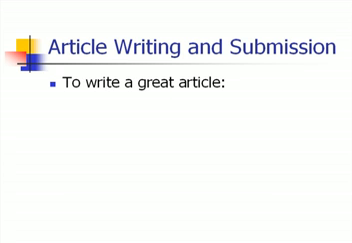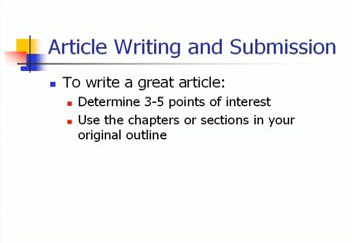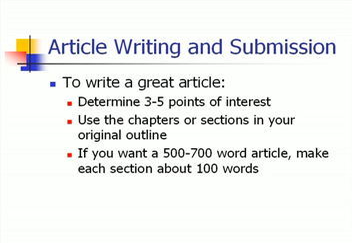Then determine 3 to 5 points of interest. Use the chapters or sections of your original outline to come up with the 3 to 5 main points for your article. You'll want your article to be 500 to 750 words, so write 3 to 5 sections that are about 100 words each, along with an opening and a closing. With all the content you've collected, this should be simple.